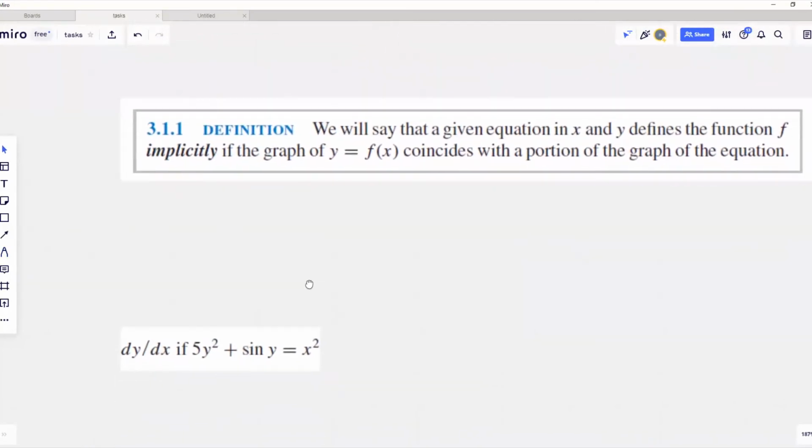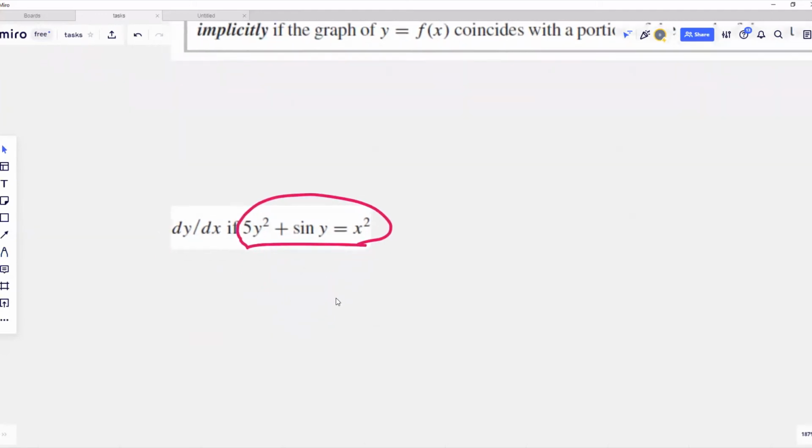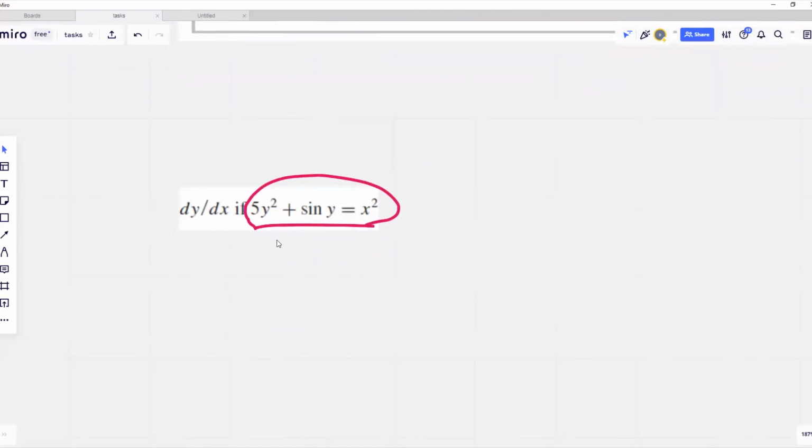All right, now let's assume that we have the following equation, which defines y implicitly as a function of x. Solving this in terms of y is impossible. However, if we are required to find the derivative dy over dx, it's not necessary that we have to express y as a function of x. We can apply the following trick to find the derivative dy dx.